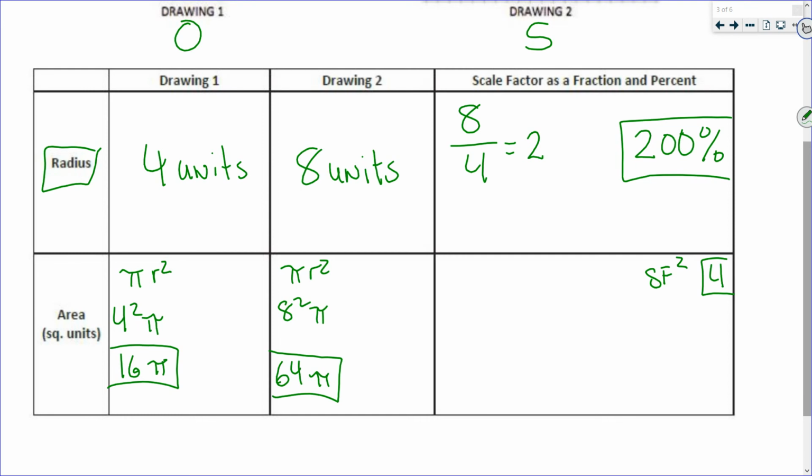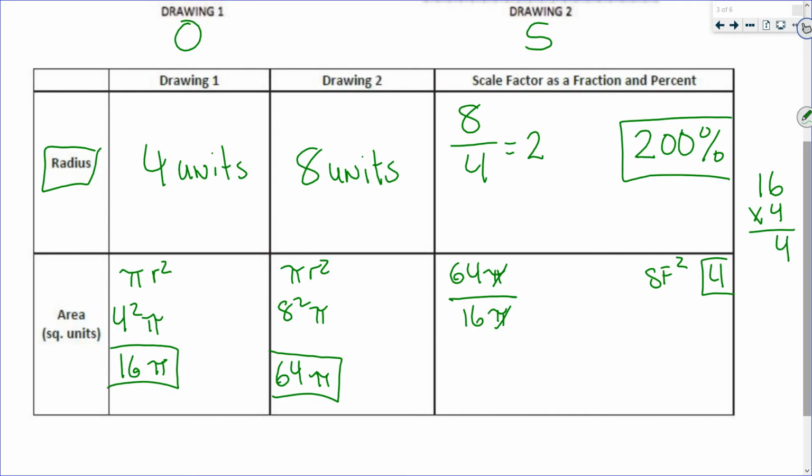So now let's see if we're right. 64 pi divided by 16 pi. Well, pi divided by pi is just going to be 1. So we're looking at 64 divided by 16. Well, we're saying it's 4, so let's see. 16 times 4: 6 times 4 is 24, carry the 2. 4 times 1 is 4, plus 2 is going to be 6. So 64. So we're right. It's 4. And our percent was 400%.